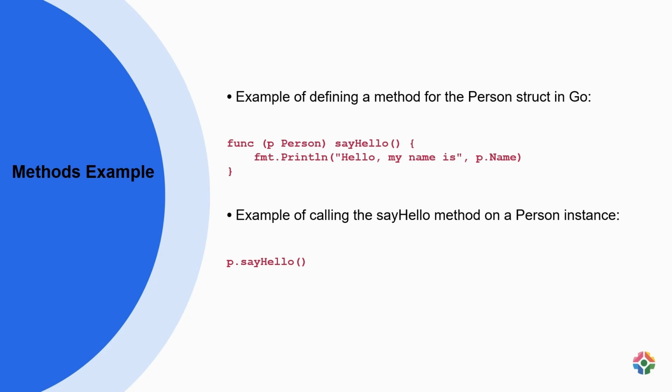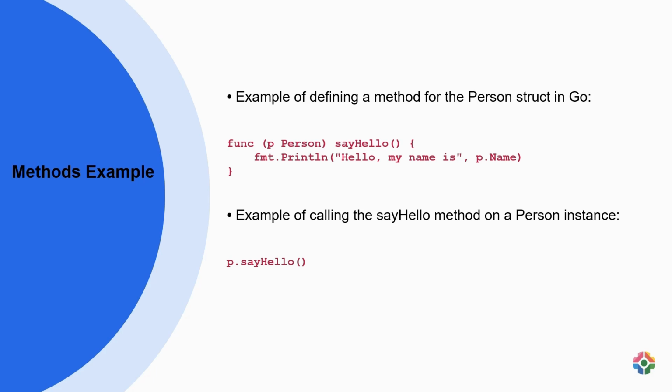Here, p is the receiver of type person, allowing the method to access and manipulate the fields of the person instance. To call the sayHello method on a person instance, you use the instance's variable name followed by the method name and parentheses like this: p.sayHello(). This line of code will invoke the sayHello method on the person instance p, printing a greeting message that includes the person's name.